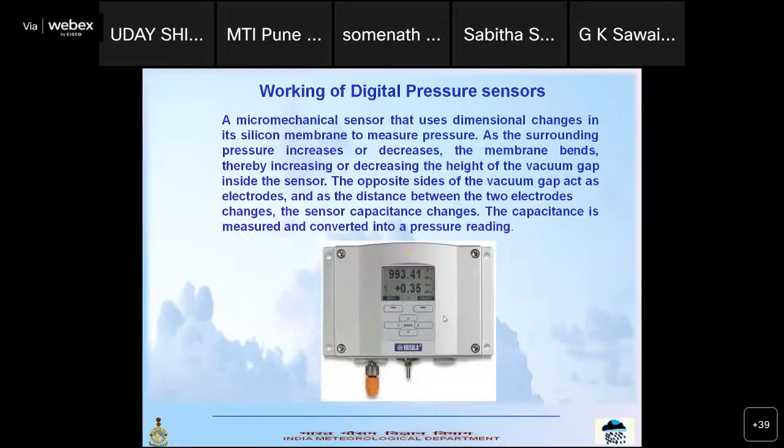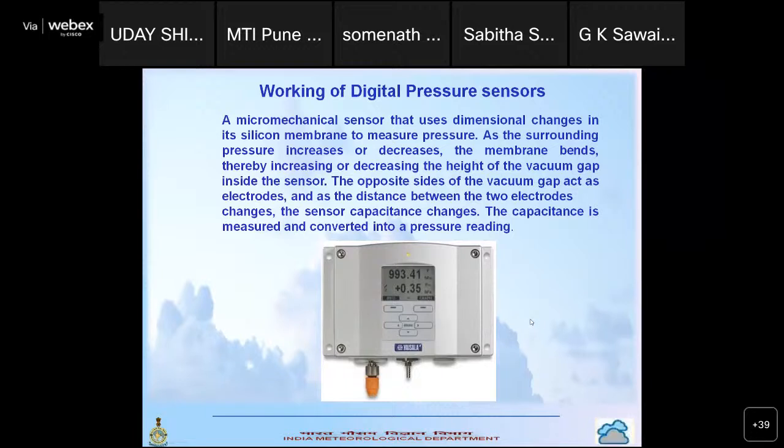This is a capacitive sensor, where the plate of the capacitor will be moved, and according to the movement of the plate, the capacitance will change. That capacitance will be again converted into digital form, like RS-232 form, and it will give the pressure values directly on this LCD screen. So this is the pressure measurement.